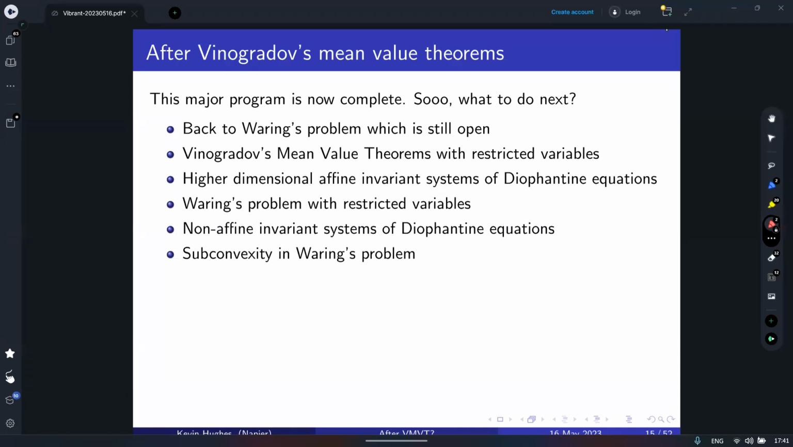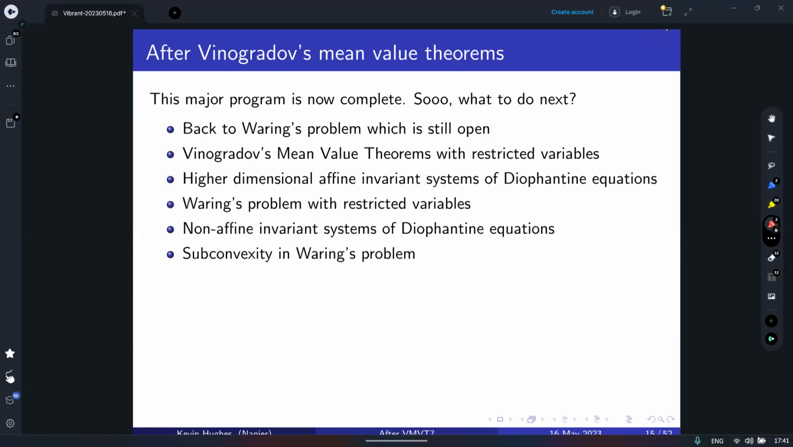You can, of course, generalize things to higher dimensions, consider higher dimensional affine invariant systems of equations. The key property of why I'm mentioning this affine invariance now is that's exactly what is useful and why we can do things for Vinogradov mean value theorems that we can't do for Waring's problem. Adding in all those lower degree equations gives you a lot more symmetries in the system to exploit.